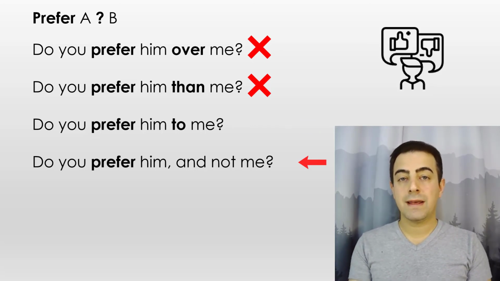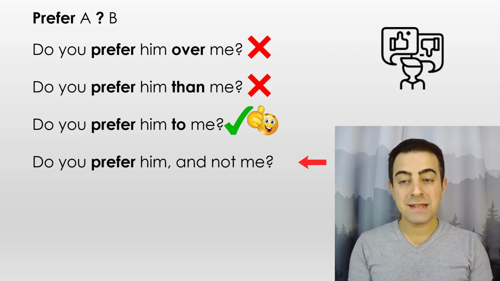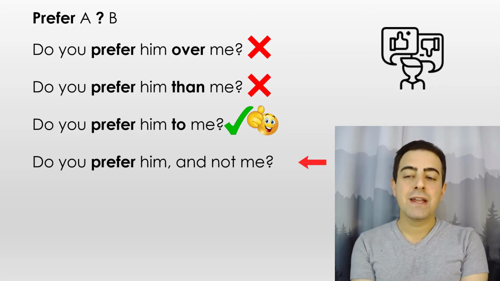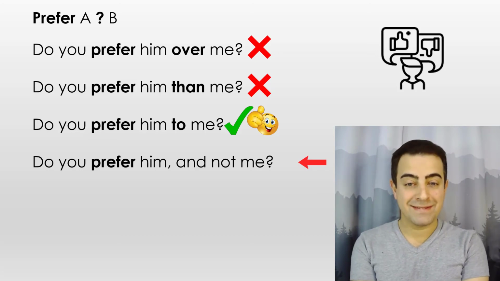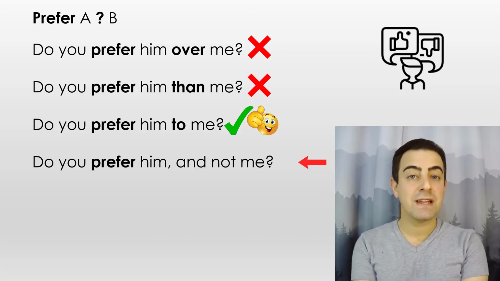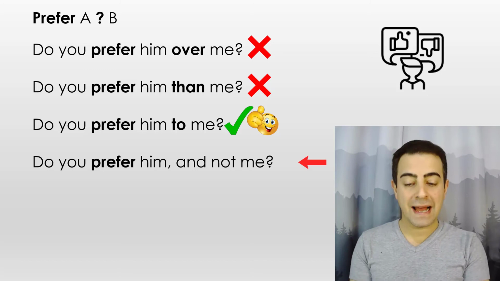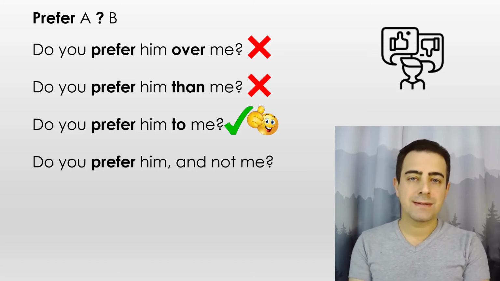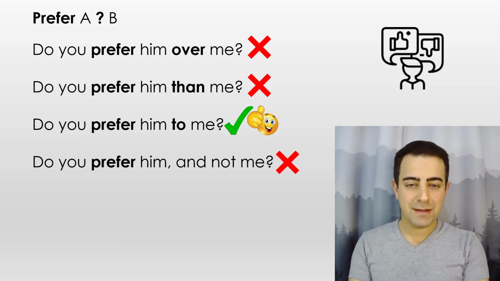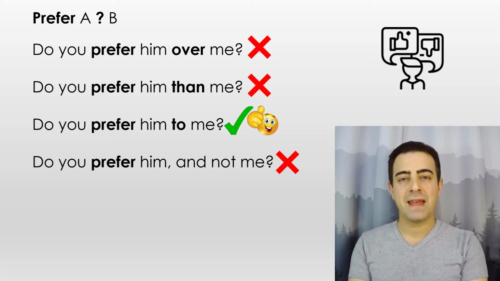The next one is correct. If your answer was the third one, then congratulations, good job. Do you prefer him to me? This is the preposition we need to use with prefer. And the last one is awkward, not correct, not common. We never say it like that.